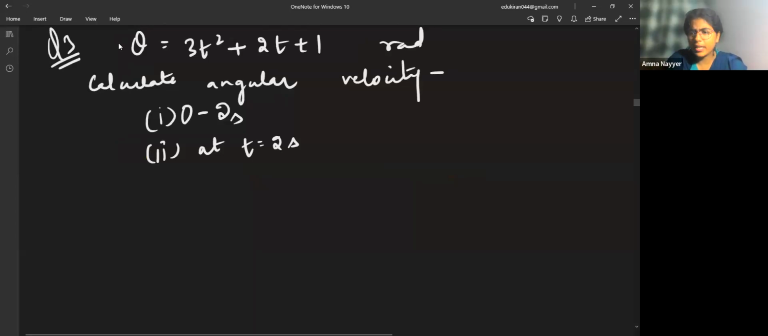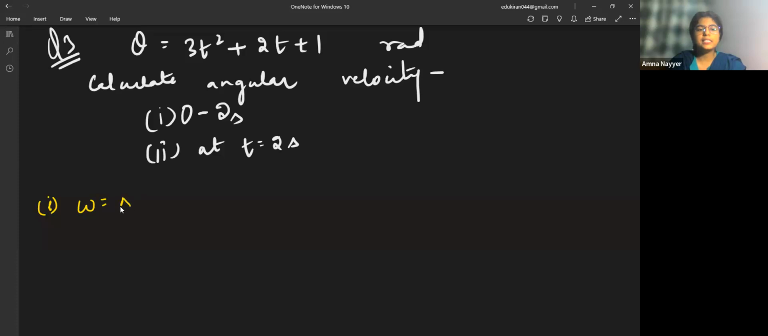This is a very basic question from non-uniform circular motion. Uniform circular motion we'll do in detail afterwards; briefly, we have already discussed it. Theta is given to you, that means angular displacement is given. We have to find the angular velocity from 0 to 2 seconds, and at t equal to 2 seconds. So first, you have a duration of 0 to 2 seconds, initial time to final time.